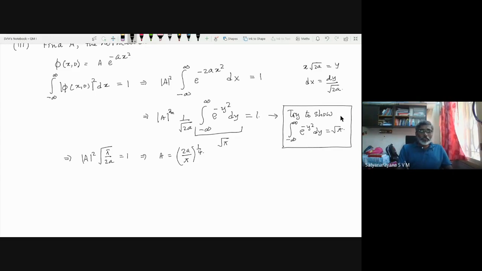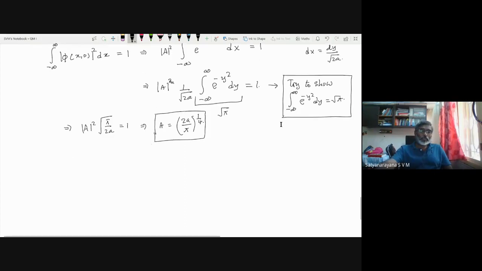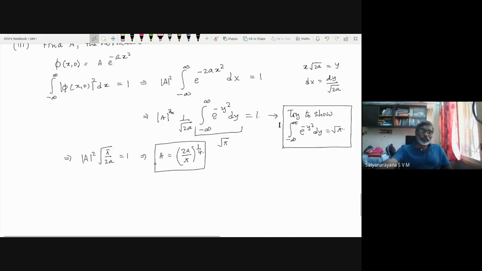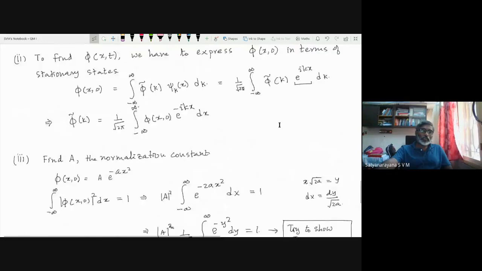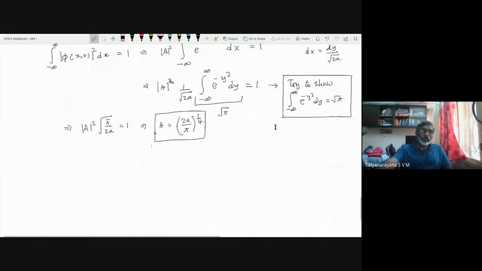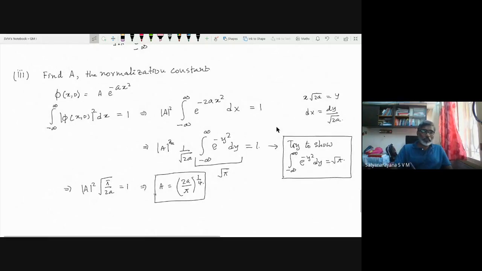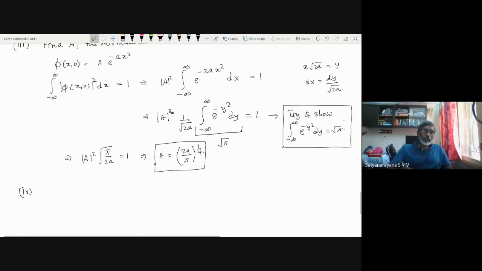So we have found out A, but let's continue to write this as A, because writing this expression (2a by pi) to the power 1 by 4 is always extra writing. So we know what A is, so we can come back and pick up this expression when we want, but let's continue to write it as A. So what is the next step? Well, the next step is to calculate or find phi tilde of k.